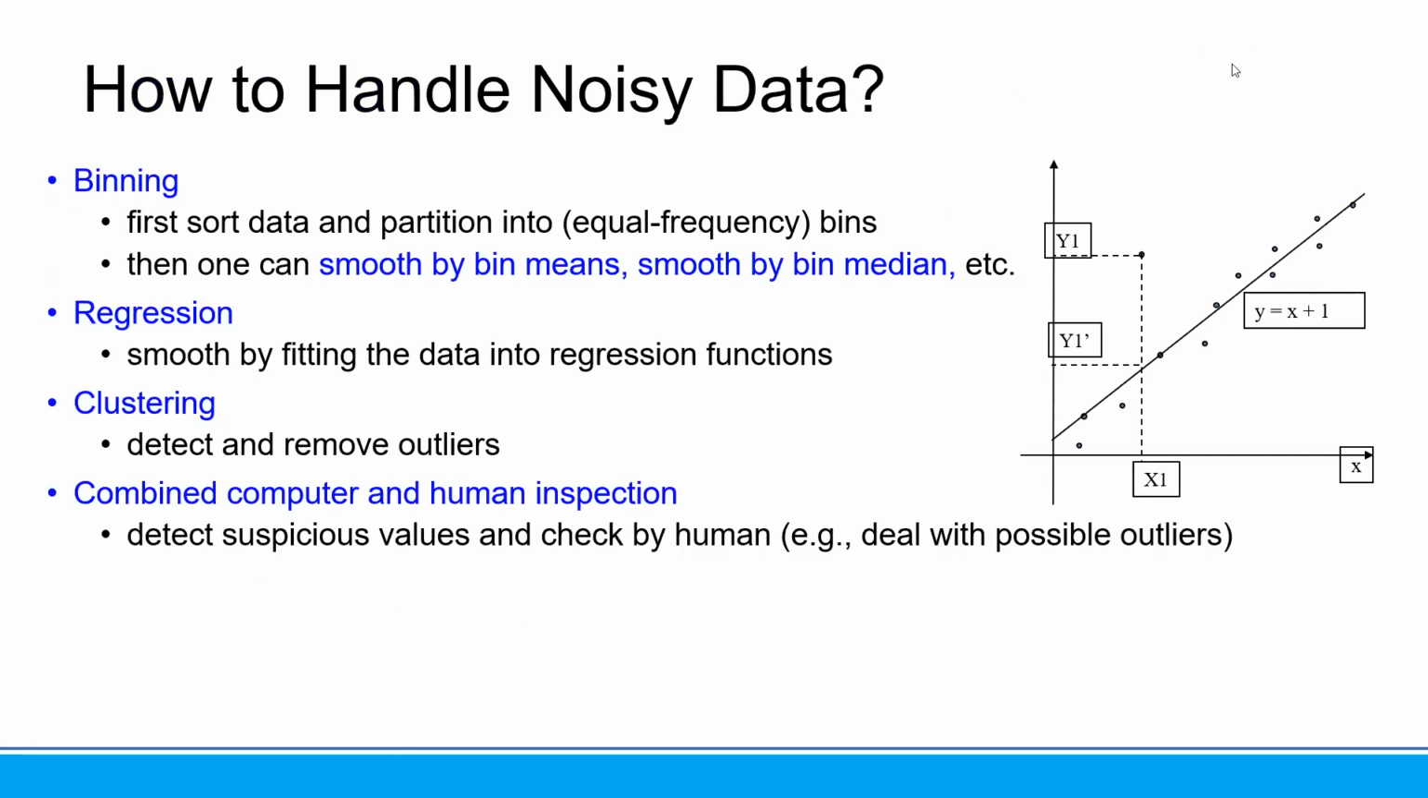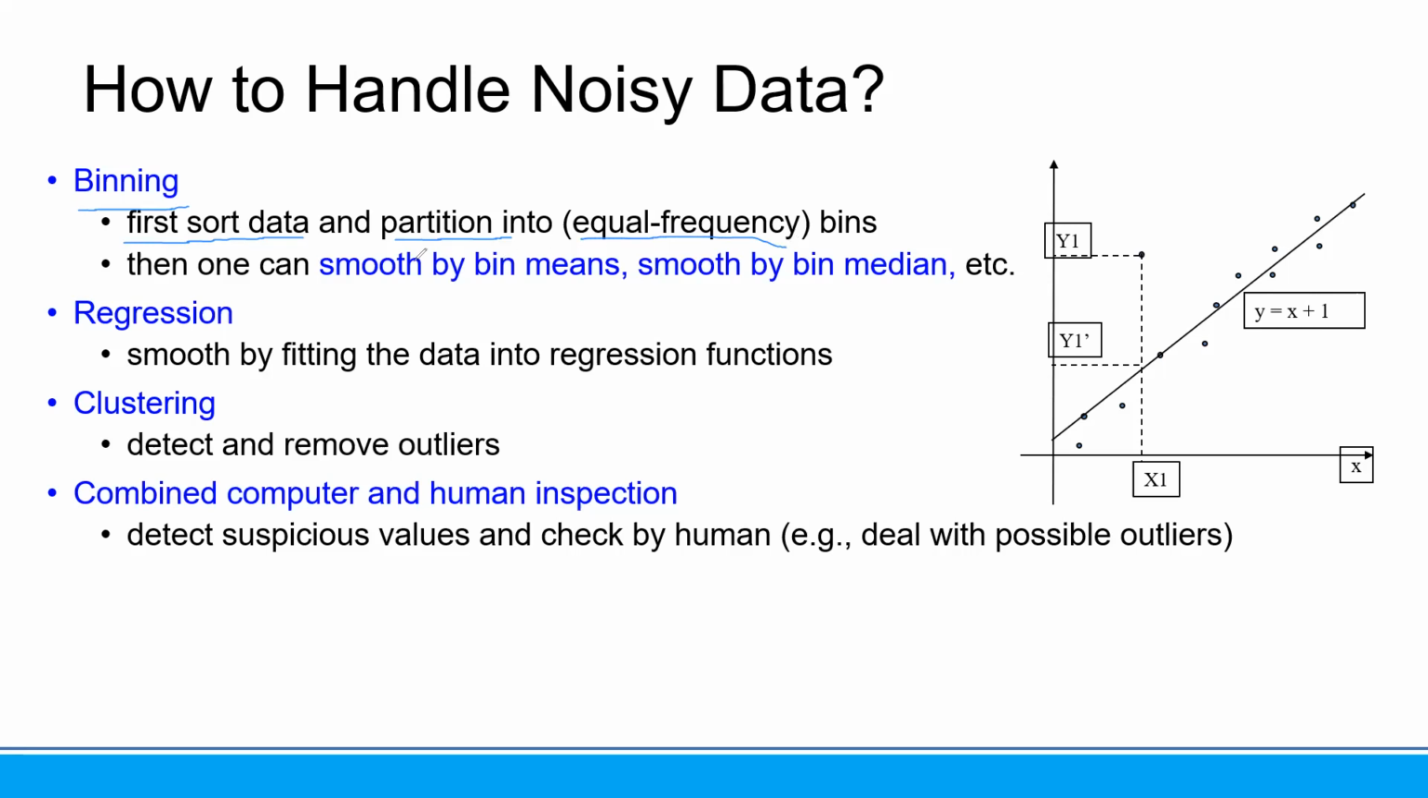Some ways to handle the noisy data are these. We can use binning. I will explain the details about binning, but the idea is we want to sort the data and then do the partition. Partition means I want to make groups, and the groups are based on some rules. For example, the rule is based on equal frequency. We will learn more about these things.